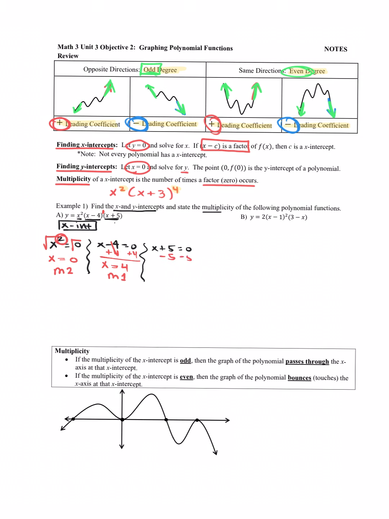For this one, subtract 5 from both sides, so I get x equals negative 5. The multiplicity here is 1 as well because I have a power of 1.